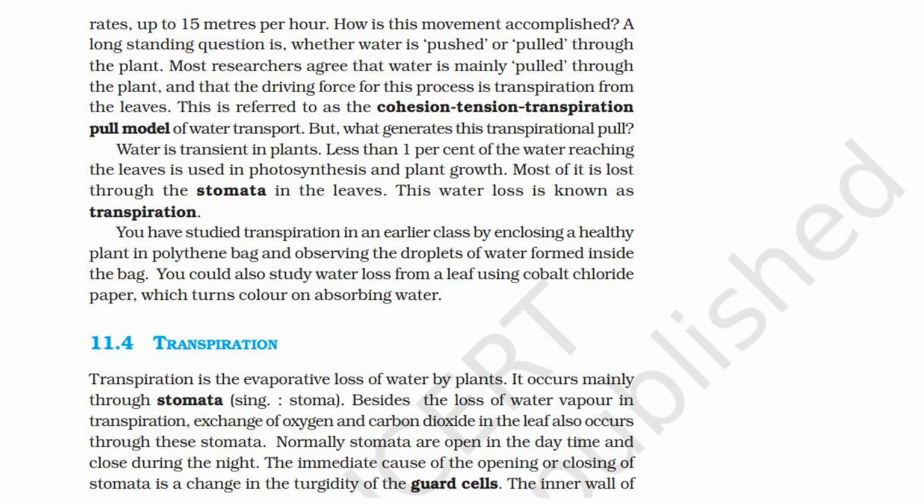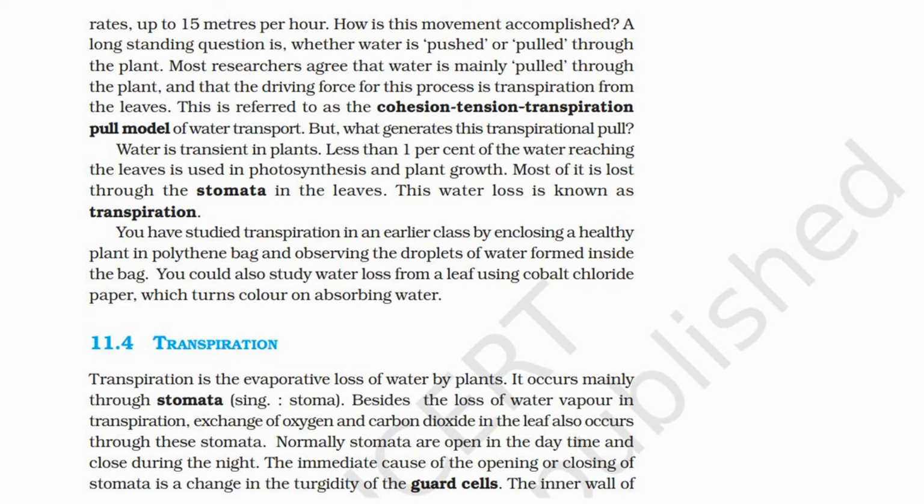You have studied transpiration in an earlier class by enclosing a healthy plant in a polythene bag and observing the droplets of water formed inside the bag. You could also study water loss from a leaf using cobalt chloride paper, which turns color on absorbing water. Transpiration. Transpiration is the evaporative loss of water by plants. It occurs mainly through stomata, singular, stoma.